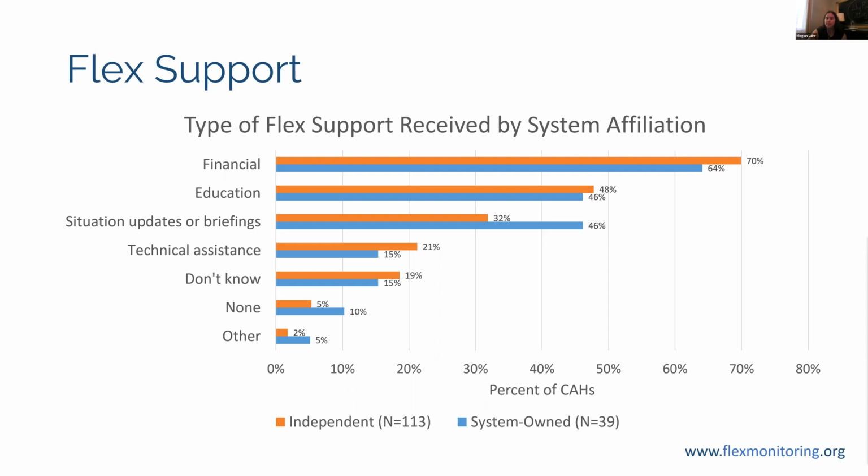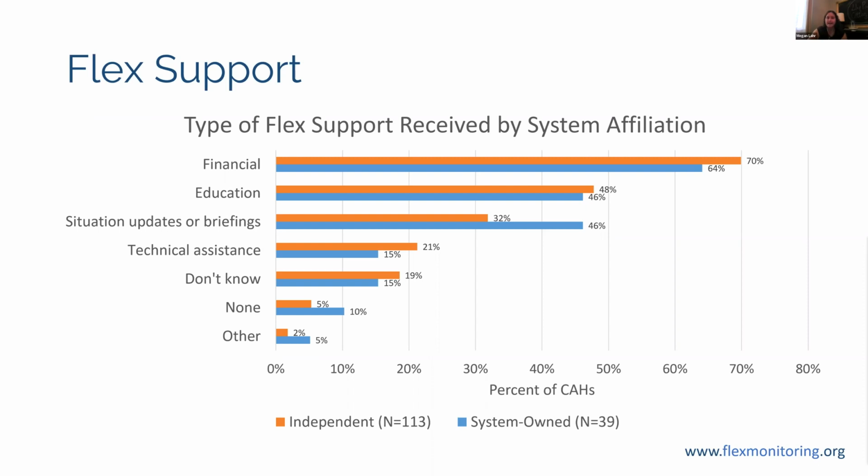The different colors represent the independent hospitals and the system affiliated hospitals. And so you see some differences here by system affiliation. A higher proportion of system owned CAHs said that they had received situation updates or briefings. That one stood out a little bit. There's also a relatively low proportion of folks that said, I don't know, which is really promising as an indicator of the visibility of the state flex programs. And so that's something I think we are really happy about too, to see that folks knew when the state flex programs were helping. And so that was great.